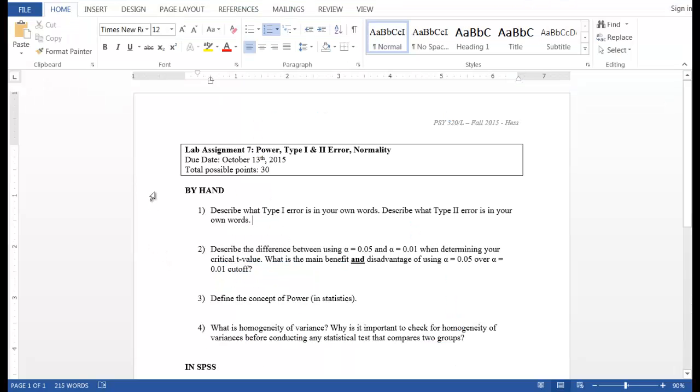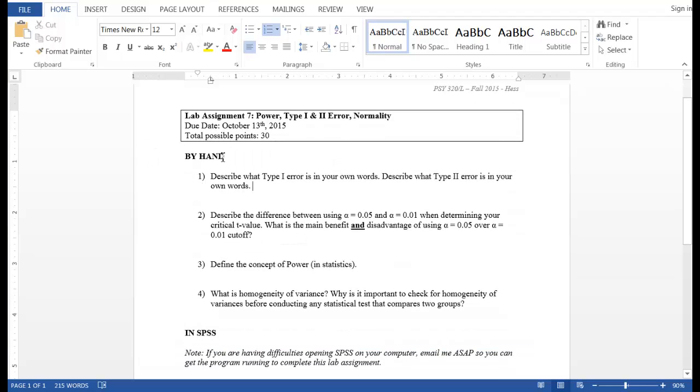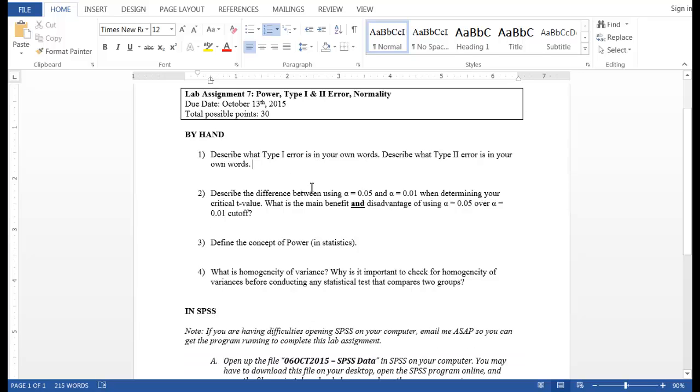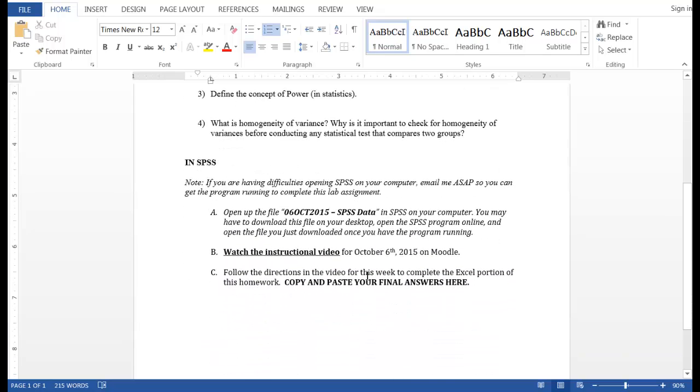Alright, so real quick, before we go into the SPSS portion, Lab Assignment 7 is pretty short. We have four kind of short description, explanation type questions involving power and error and homogeneity of variance, but the majority of Lab 7 is going to be in SPSS. That's a pretty lengthy one. So let's get started on that one now.